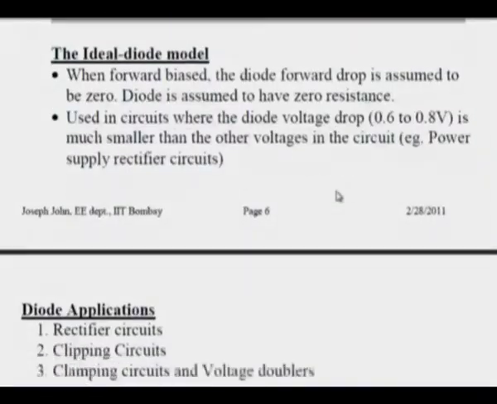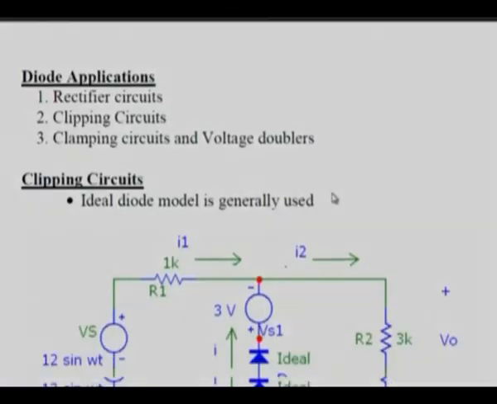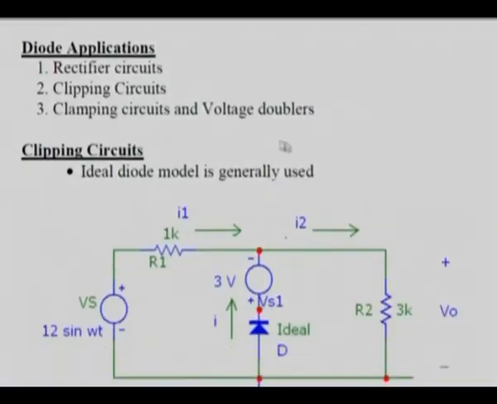Your transformer may be 12 sin omega t, huge. So 0.6 volt is something you do not want to bother about. In such cases you would just ignore it. Now coming back to diode applications, let us quickly go through a few applications. Rectifier application is the most common application.